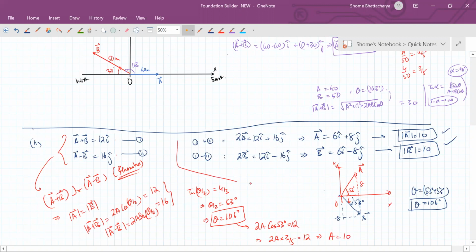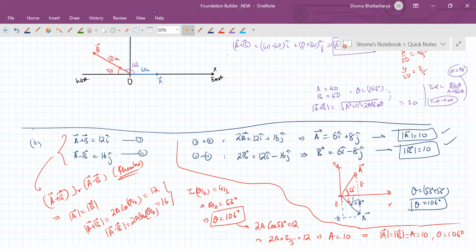So this is another way of solving this. So you get the same result finally, that mod a is equal to mod b is equal to 10, and theta is 106 degrees. Okay, so this is another way of solving the same question.